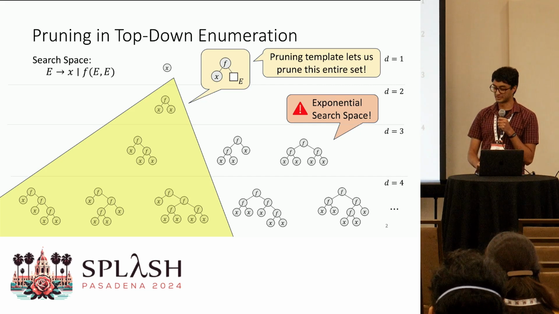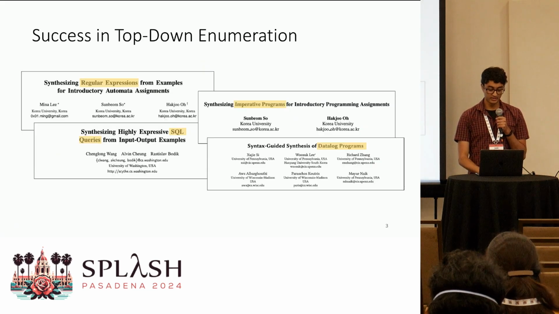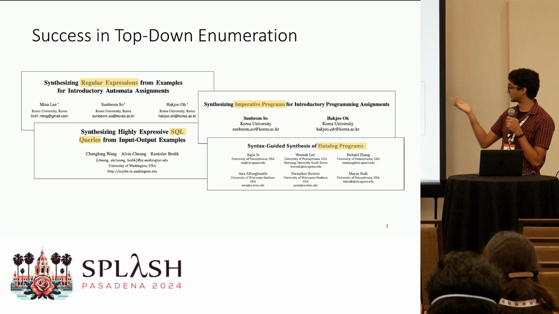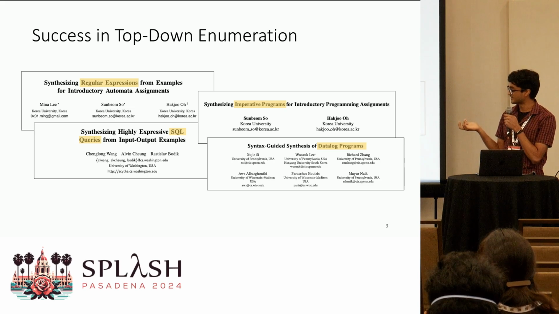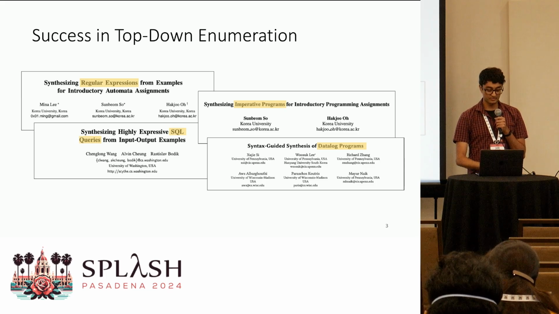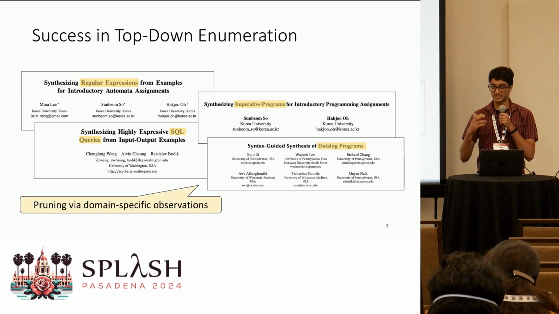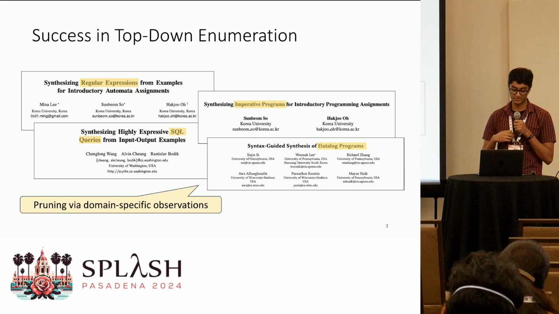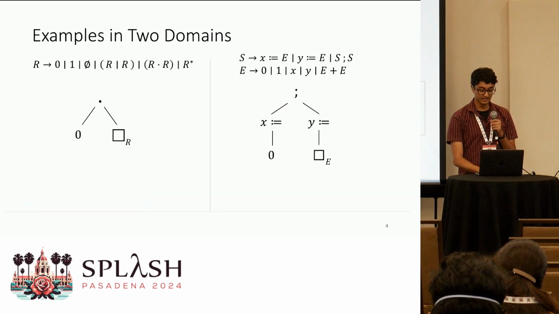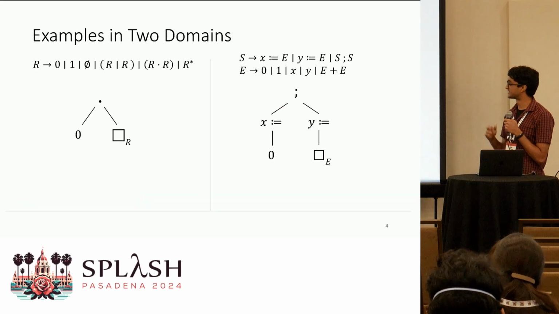So top-down enumeration has actually seen success in a lot of domains, such as regular expressions, imperative programs, SQL queries, and Datalog programs. And the key to scaling all of these approaches is coming up with these pruning approaches via coming up with domain-specific observations. So let's actually look at a couple of example domains.